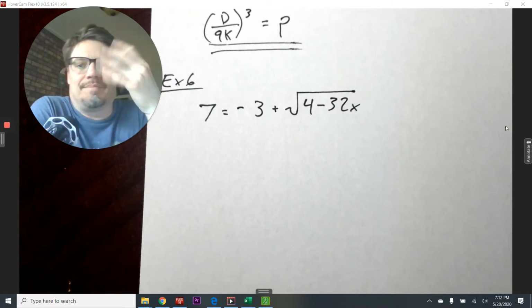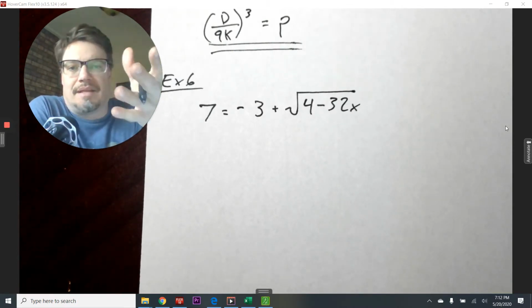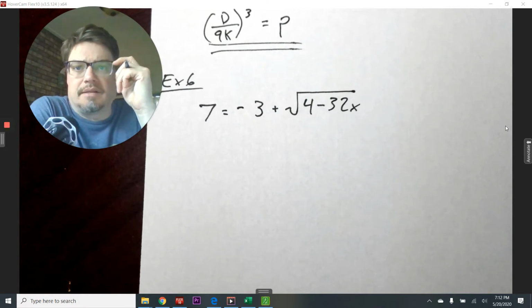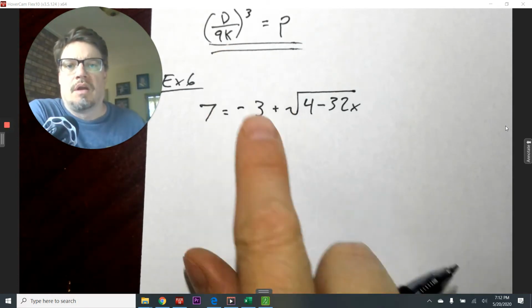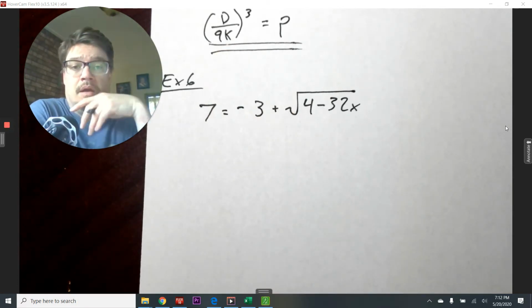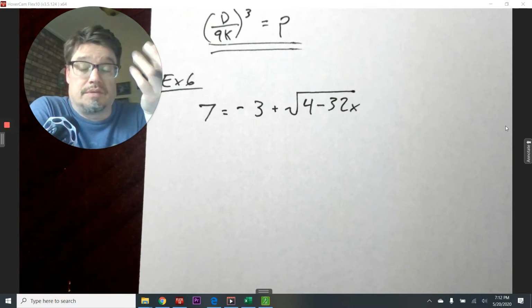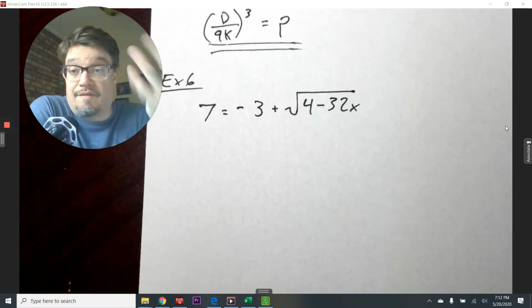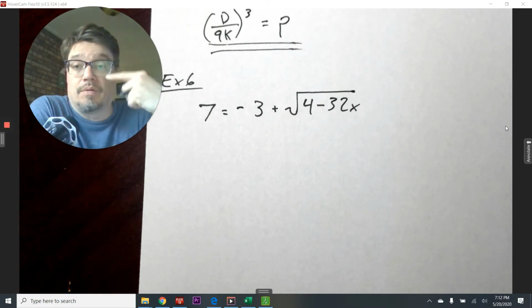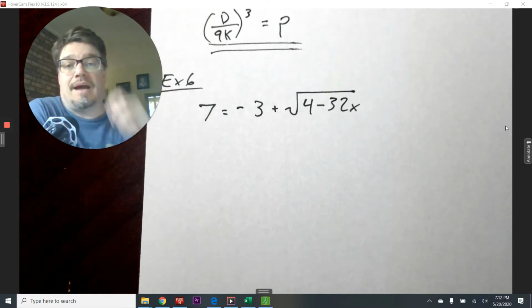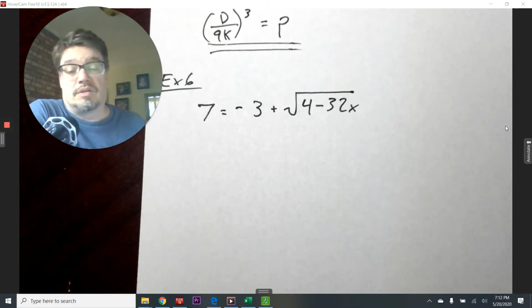I don't have any other variables, so this means I can actually find the value of x. I'm not going to be left with an expression here, I'm going to have a number. Now, sometimes these numbers don't work, and we call those extraneous solutions, if you remember that from absolute value equations. So what I have to do now is use the anti-order of operations to solve for x.